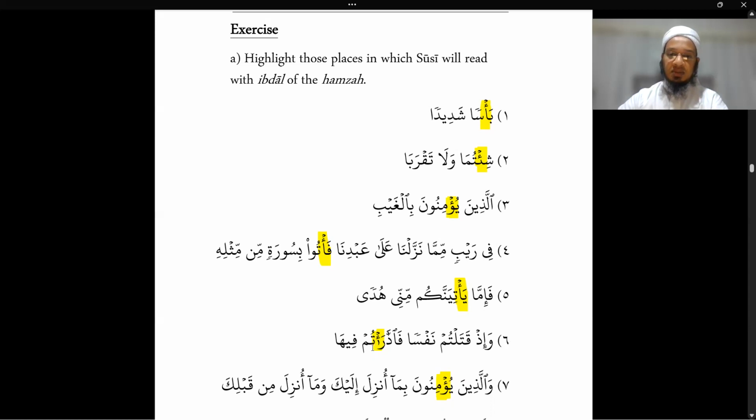Take note that in this example, the hamza is not written on a waw, alif, or ya, as in other cases. The rule still applies. The ibdal will still take place.